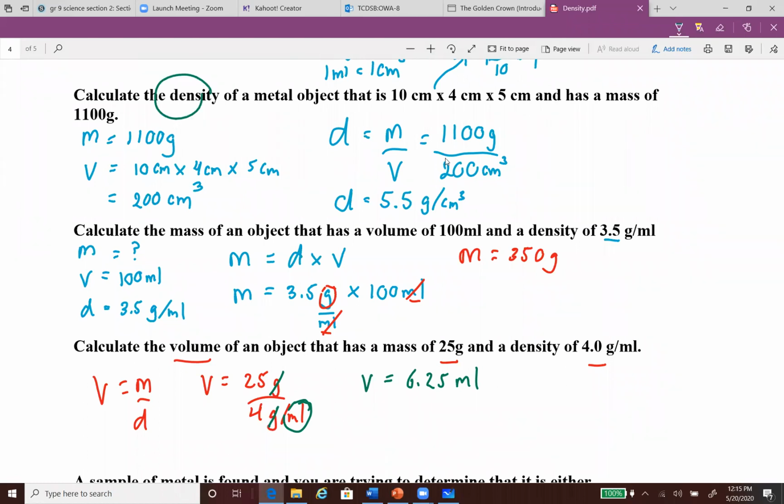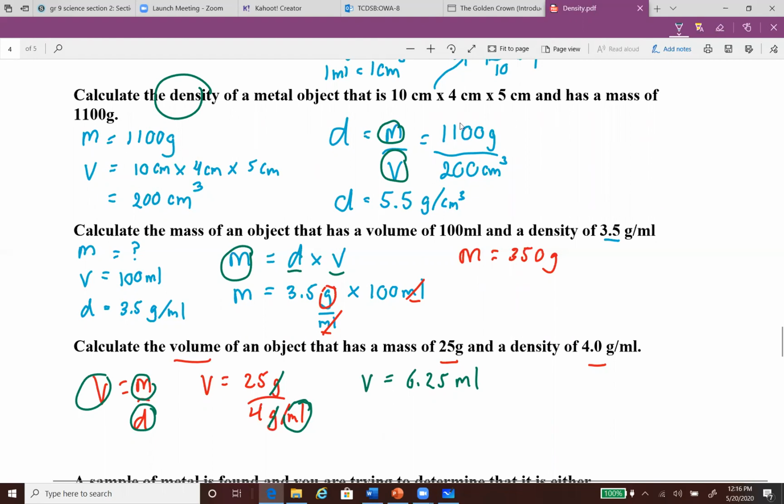All right, so there is an example for each scenario: calculating the density as mass over volume, calculating the mass as density times volume, and calculating the volume as mass over density. We'll just do one more example because I just want to do a simple intro today. And then on Friday, we can do some more complicated scenarios regarding density.